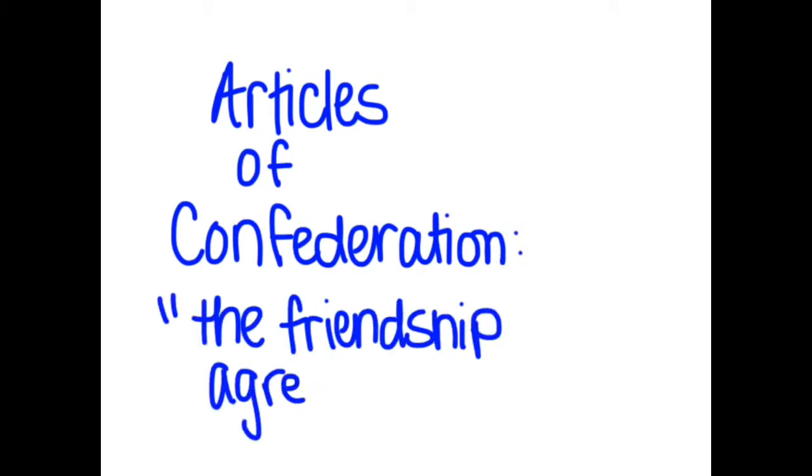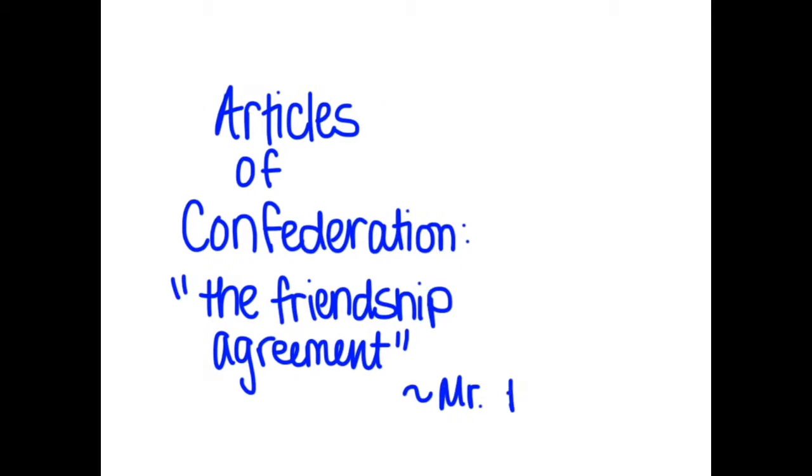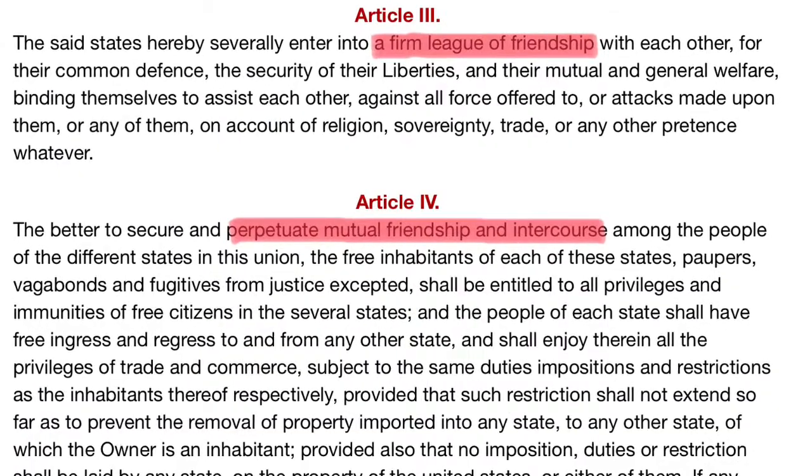The first thing that you need to know about the Articles of Confederation was that they were less like a unified document for long-term use, and more like a friendship agreement, as Mr. Housley likes to call it. But for real, that's what it was.